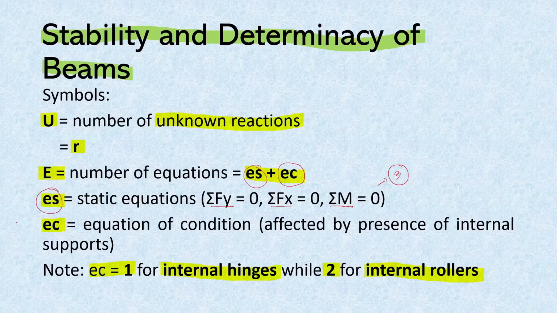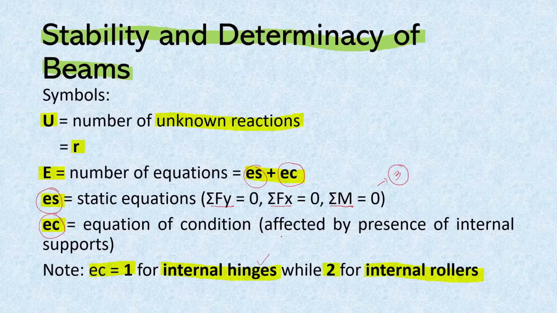And then we also have our EC, which is the equation of condition, and it is affected by the presence of internal supports. Now for internal hinges, EC will be equal to 1, and then for internal rollers, EC will be equal to 2. Now for internal hinges, this is 1 because we essentially have 3 static equations. And then if we subtract the reactions of internal hinges, which are 2, 1 vertical and 1 horizontal, we will get 1. And then for internal rollers, this is 2 because we have 3 static equations. And then if we subtract the reaction of the internal roller, which is 1, this will be 2.